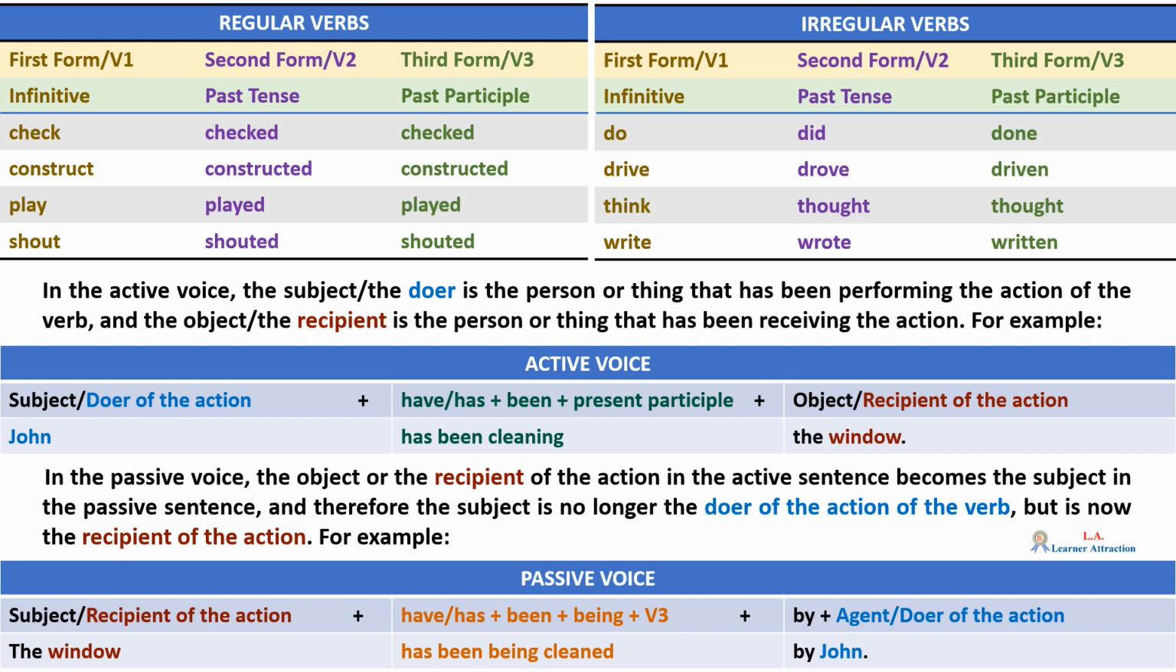In the passive voice, the object or the recipient of the action in the active sentence becomes the subject in the passive sentence, and therefore the subject is no longer the doer of the action of the verb, but is now the recipient of the action. For example, passive voice. Subject, or recipient of the action, plus have, or has, plus been, plus being, plus verb 3, or past participle, plus by, plus agent, or doer of the action. The window has been being cleaned by John.